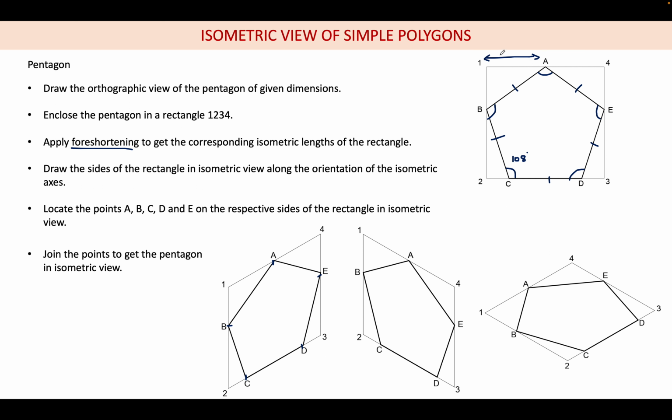So this will be X. You have to measure here and you have to mark it. If you are not following foreshortening, it will be X. If you are following foreshortening, it will be 0.816 into X.